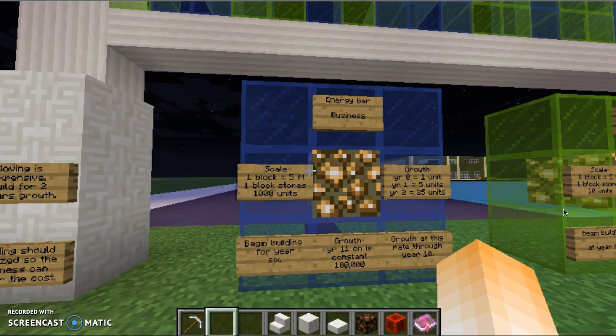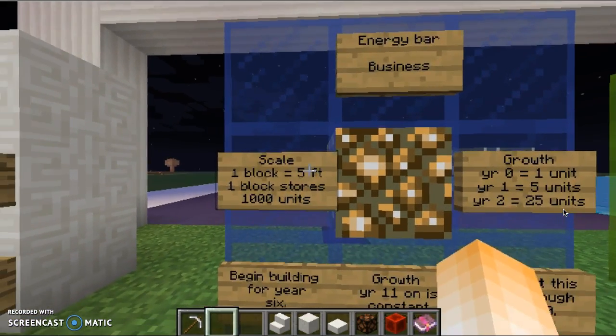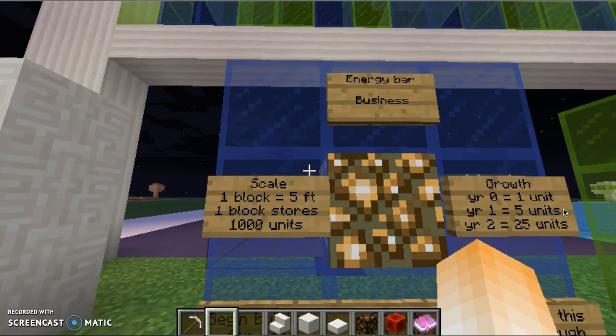So the first business is an energy bar business, and I start off giving them the scale. The scale is 1 block equals 5 feet, and that's 5 feet each direction, so 25 square feet. 1 block can store 1,000 units, which is 1,000 energy bars. They'll take that into consideration as they look at the growth.